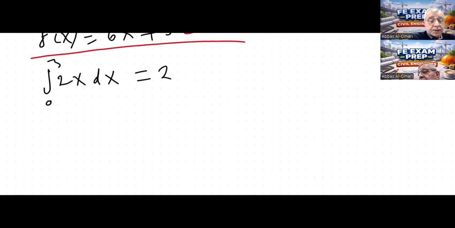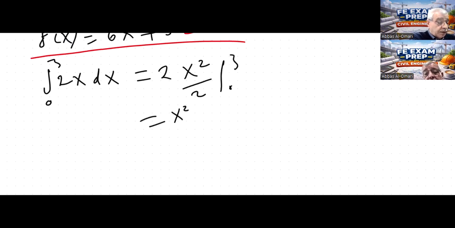The integration of x is x squared over 2, between 0 and 3. So this is x squared between 0 and 3. And we have the answer: 3 squared, which is 9, minus 0. So the answer is 9. So this is the answer.